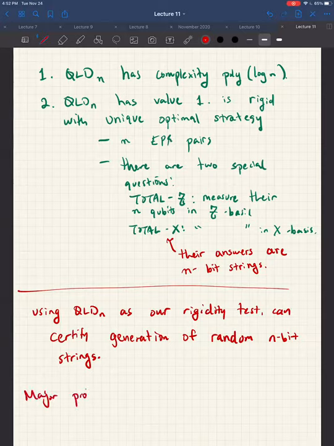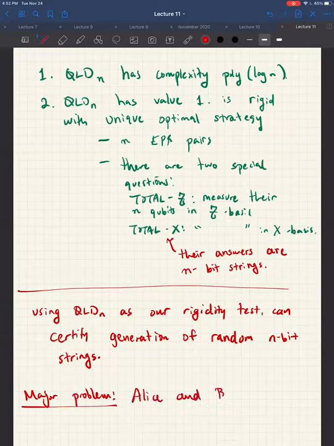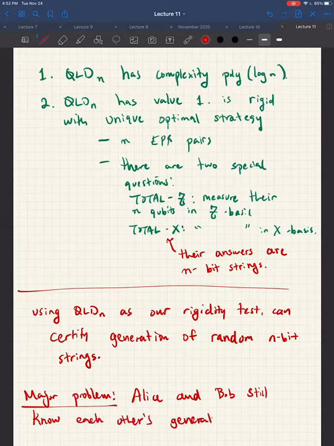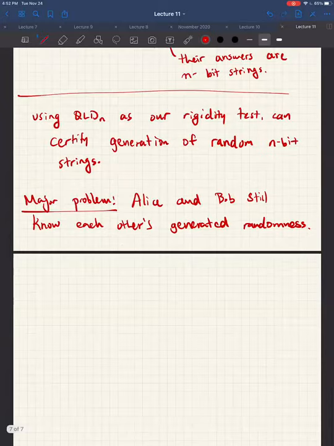So the major problem that we have so far is Alice and Bob still know each other's generated randomness. So we somehow have to get them to generate independent randomness. And not only that, but also guarantee somehow that they don't know through some other means, like they have no information about what other string the other person got. Okay. So we'll actually tackle this in two stages.